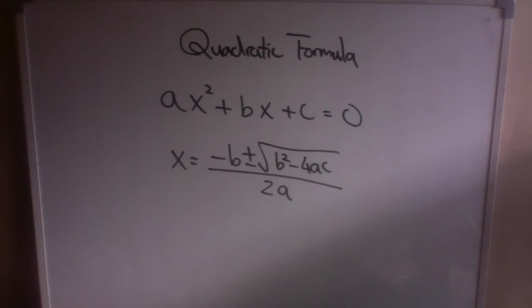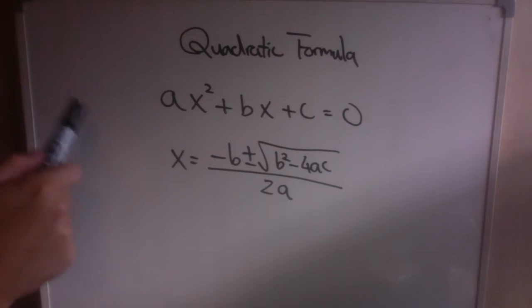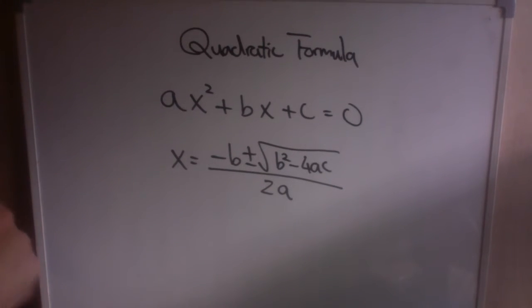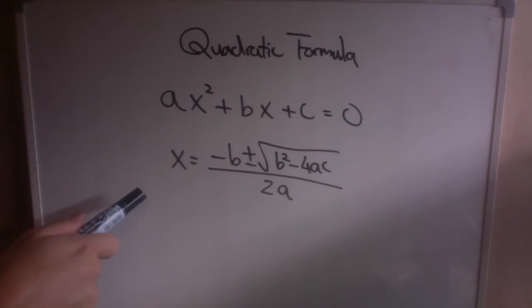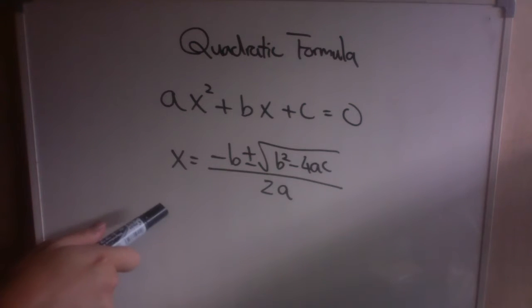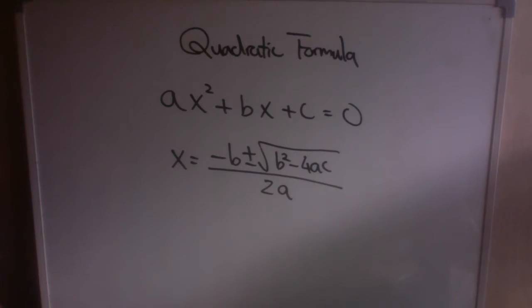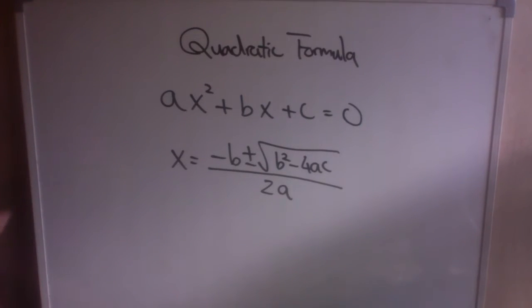So today we're going to solve quadratic equations using the quadratic formula. For an equation ax squared plus bx plus c equals 0, we can solve this equation using the quadratic formula: x equals negative b plus and minus the square root of b squared minus 4ac, over 2a. So when all other methods fail, you can always use the quadratic formula to solve the quadratic equation. You can solve any quadratic equation using the quadratic formula.